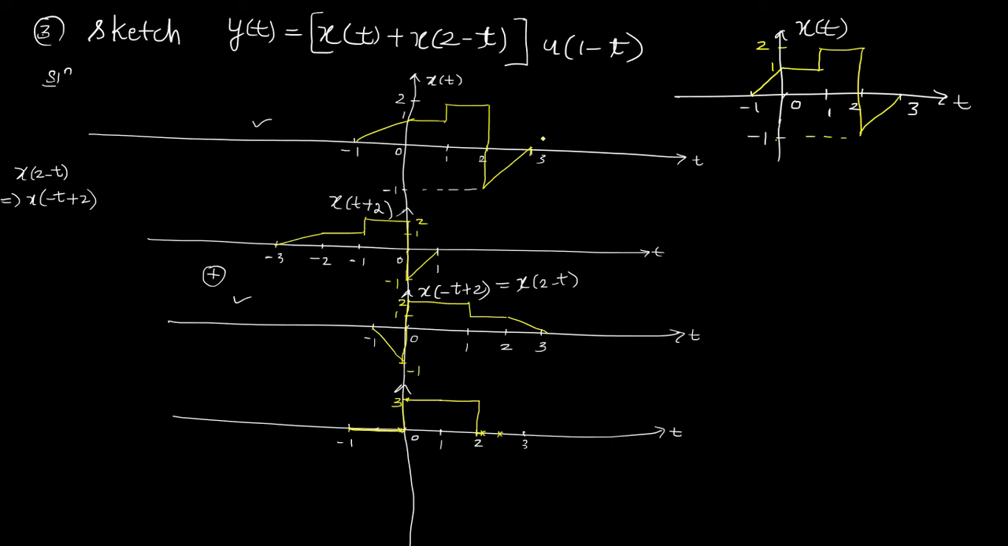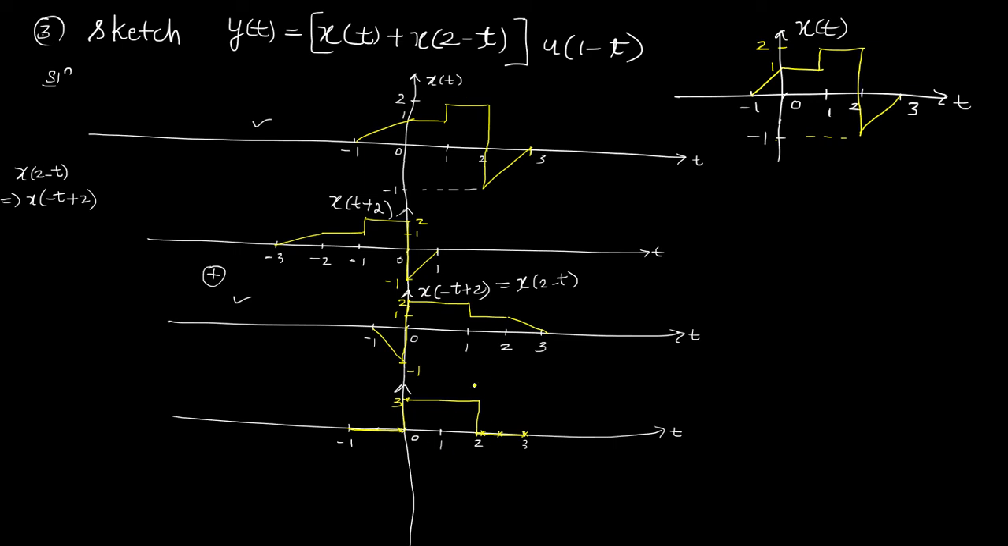Now on 3 you take. On 3 amplitude is 0. On 3 amplitude is 0. 0 plus 0. So you are going to get a square wave with constant amplitude 3. If you add this x of 2 minus t and x of t, you will get this.